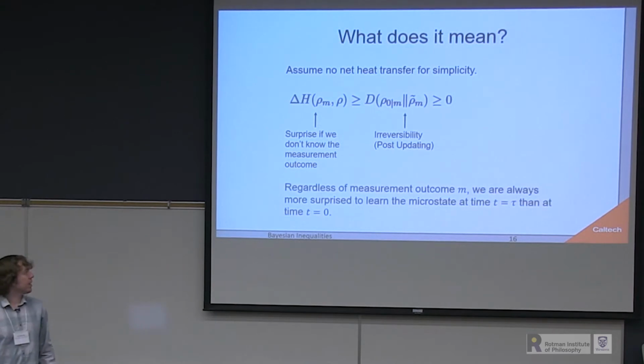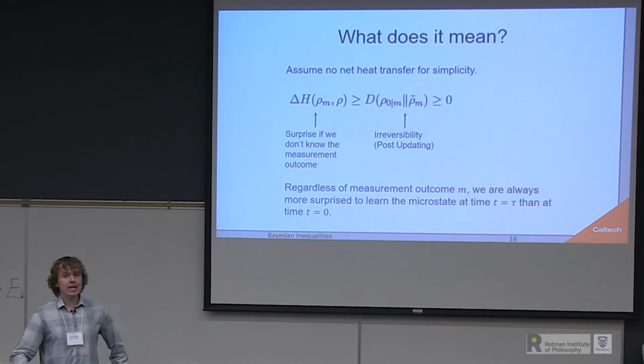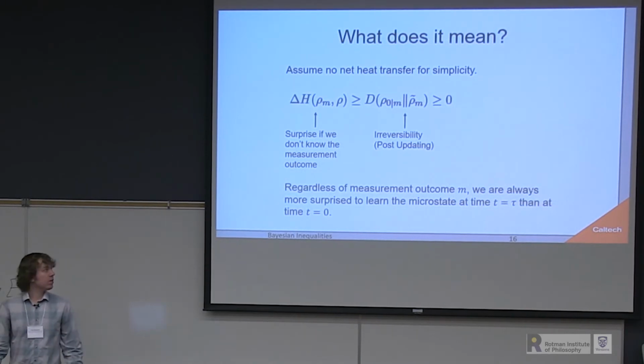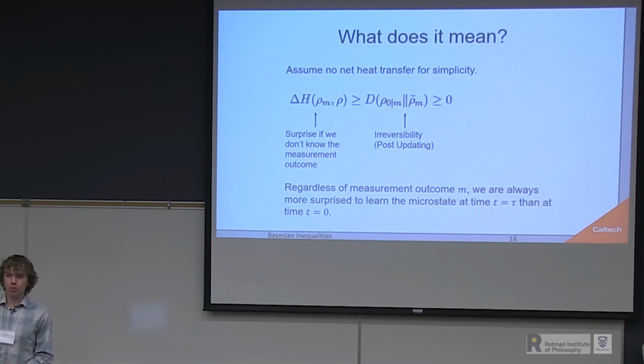So a little more carefully, regardless of the measurement outcome n, we're always more surprised to learn the microstates at the final time tau than at the initial time t equals 0. So this is saying that there's no measurement outcome where we'll be less surprised in the future. In the sense of cross entropy, we're always going to be more surprised in this particular sense going forward in time than in reverse. So this is a reasonable approximation to what we'd want to be an arrow of time. Okay, I kind of cheated here insofar as I put in stochastic dynamics to begin with, but at least this is increasing in time monotonically.